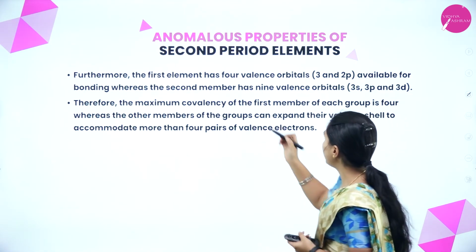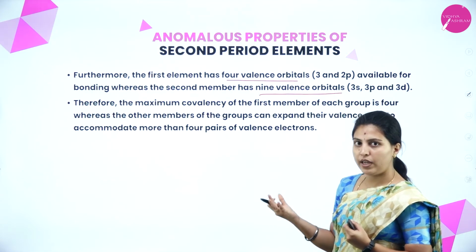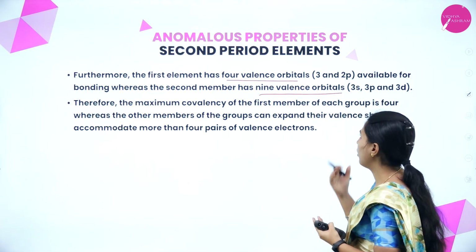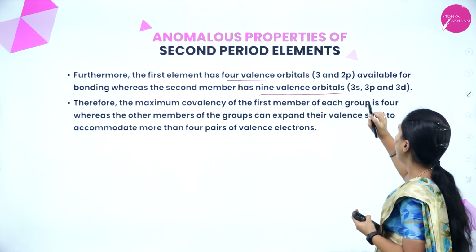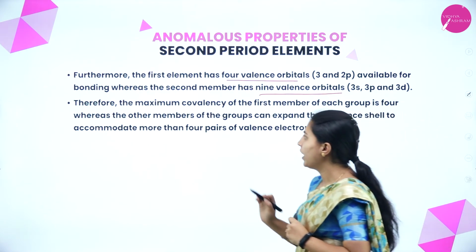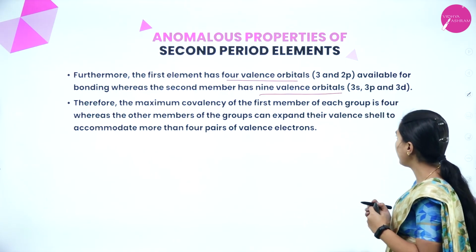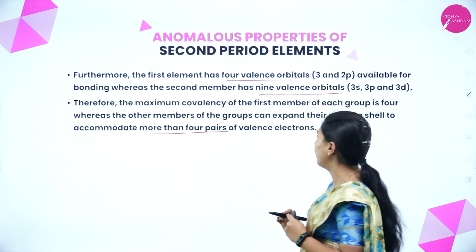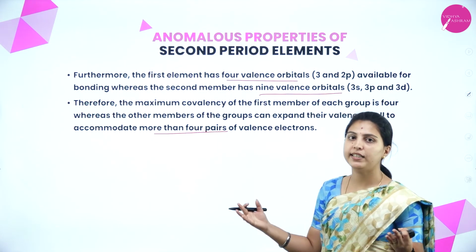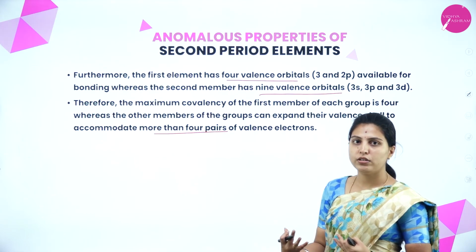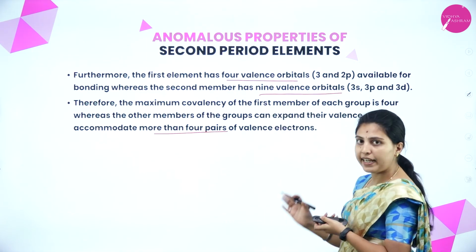Furthermore, the first element has 4 valence orbitals available for bonding, whereas the second member has 9 valence orbitals. See here, 4, 1, 2, overall 9 will be seen. Therefore, the maximum covalency of the first member of each group is 4, whereas the other members of the groups can expand their valence shells to accommodate more than 4 pairs of valence electrons. The first two periods have 4 only, but later ones expand their orbitals to gain more electrons and attain the configuration. This is about the anomalous properties of the second period elements.